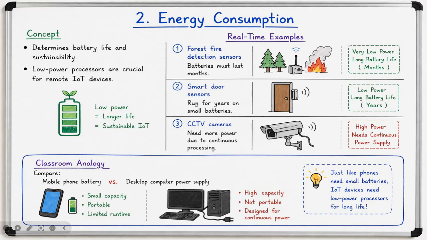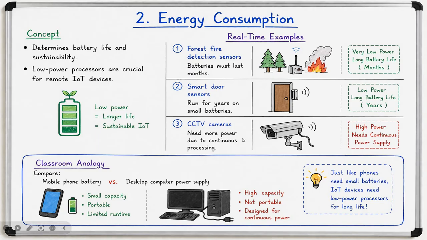Second is the smart door sensors, which run for years on small batteries. So the door sensors which are used in homes operate on small batteries, and these are expected to last for years, and they consume power only when triggered. That is making them highly energy efficient.